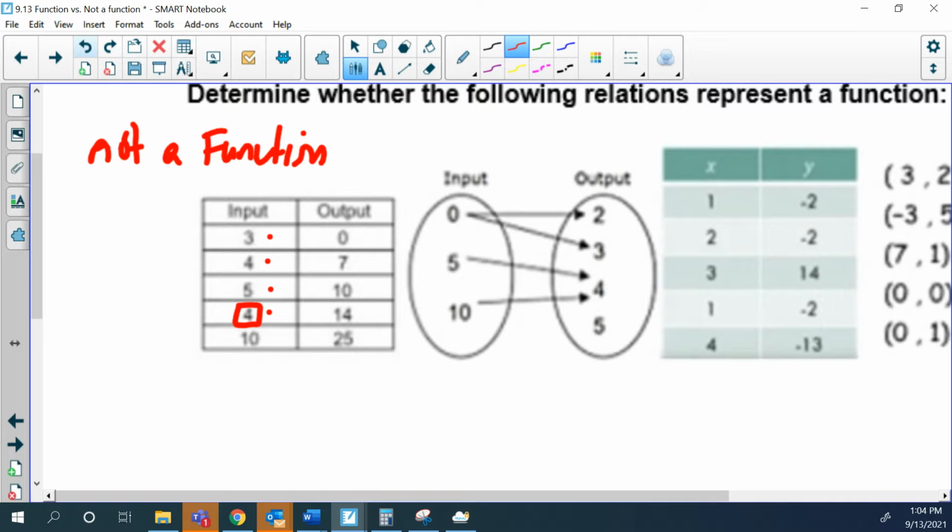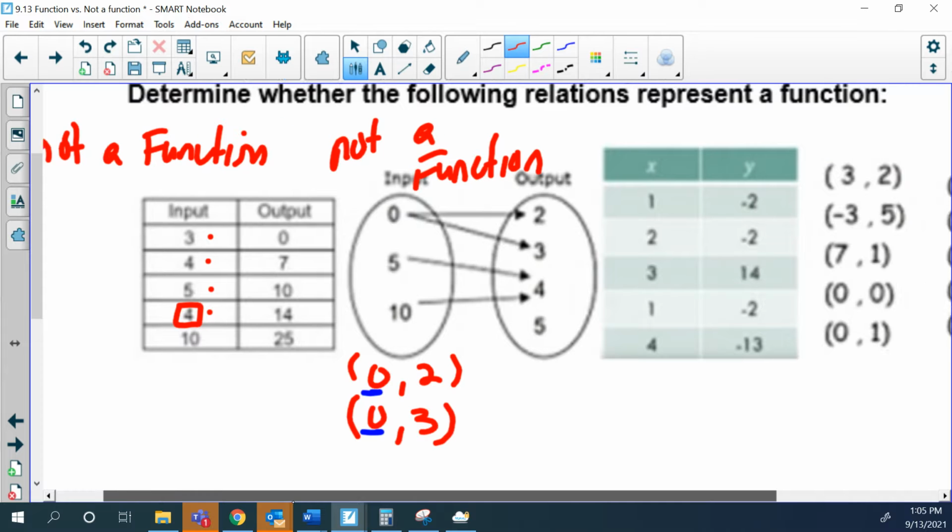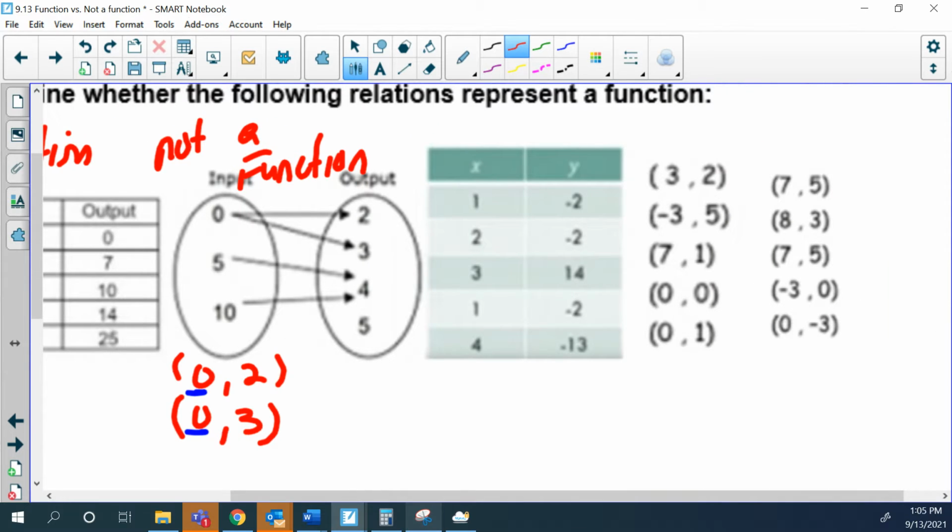And the second one, if you notice, the 0 repeats itself. We have a 0, 2 and a 0, 3. I can stop right there because the 0 repeats itself. So this is not a function too. Okay, let's go to the next table. Here we have a 1. So far that's good. 1, -2, 2, -2, 3, 14. The 1 repeats itself. So again, this is not a function.